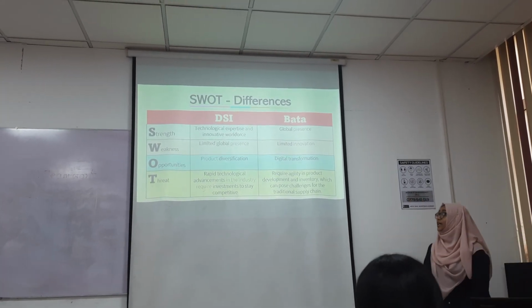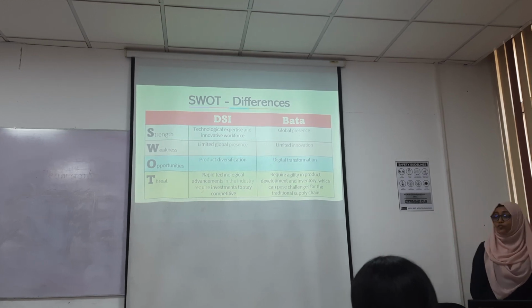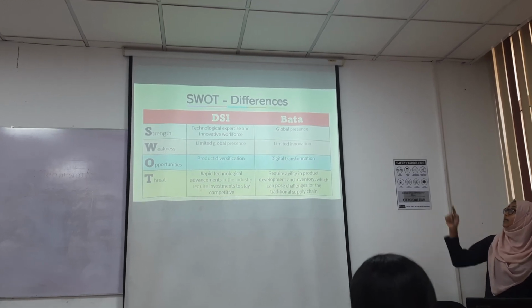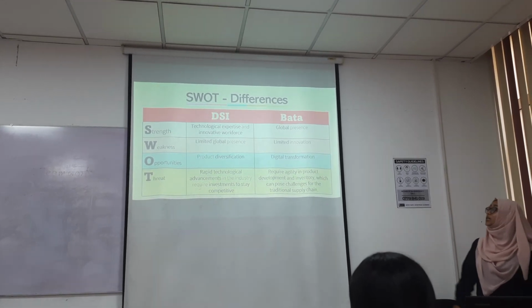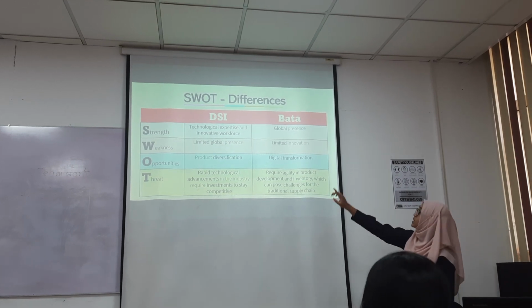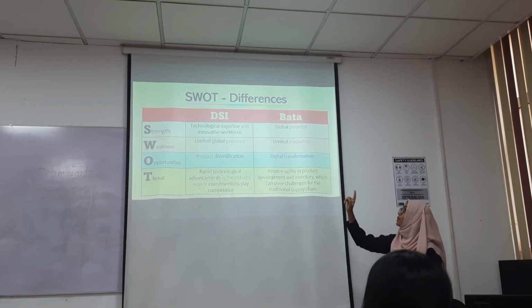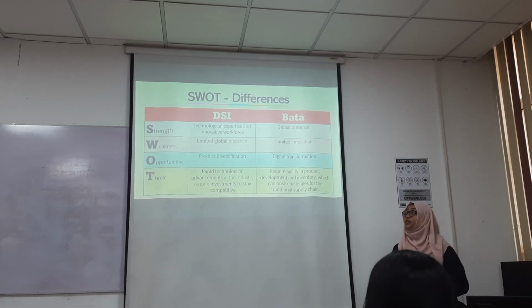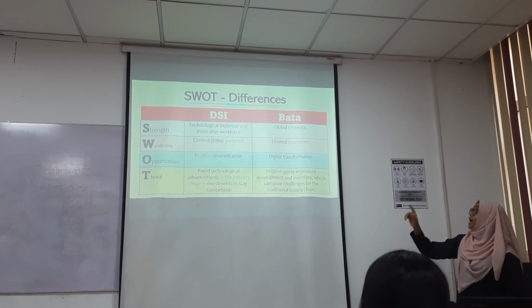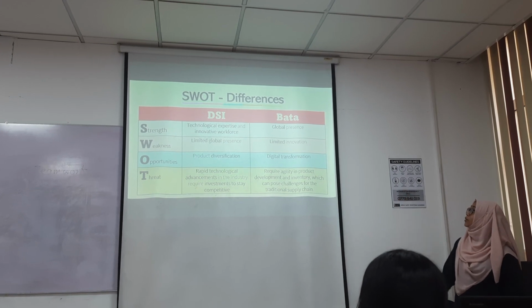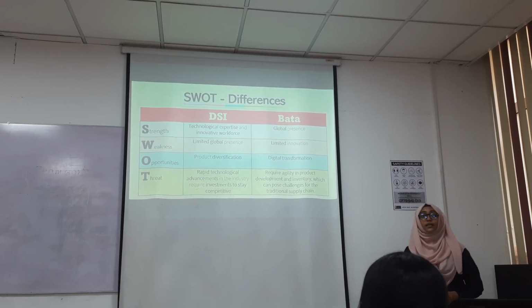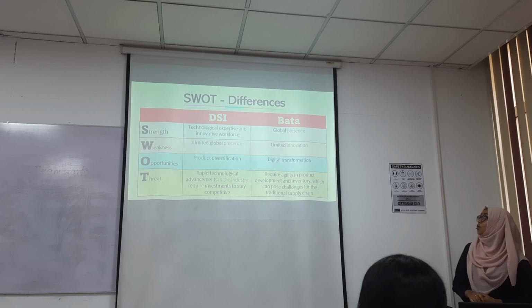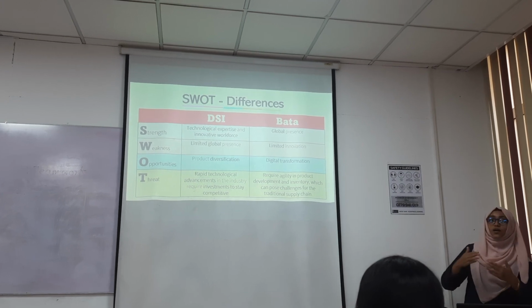Moving on to the differences in the SWOT analysis, the first is strength. DSI uses technology expertise and has an innovative workforce, while Bata's strength is its global presence. In this we can identify the weakness. The weakness of DSI is the strength of Bata, because DSI is not much globally present, but Bata is globally present. When it comes to the weakness of Bata, we could identify that they have limited innovation. So that is the reason they are a bit held back.